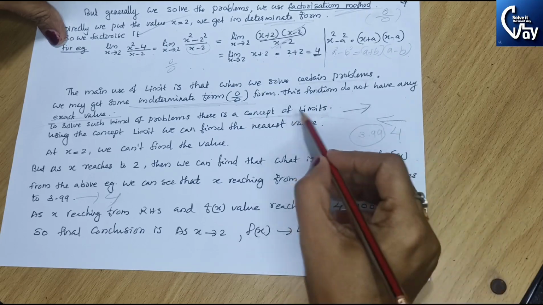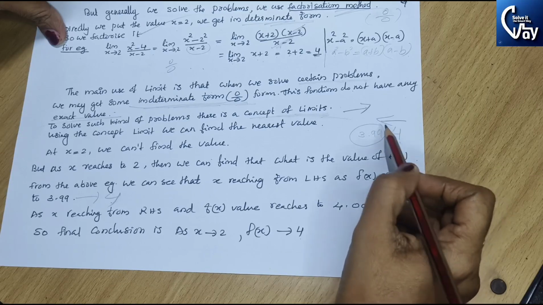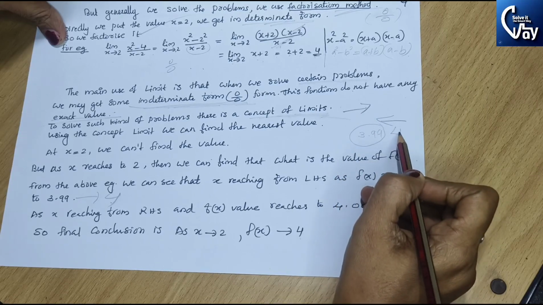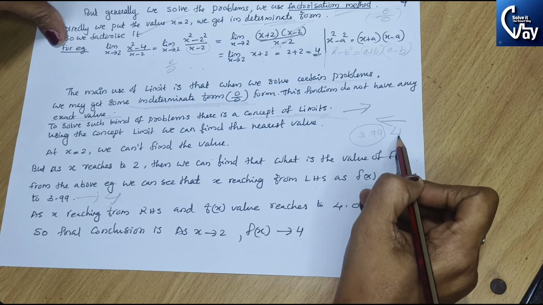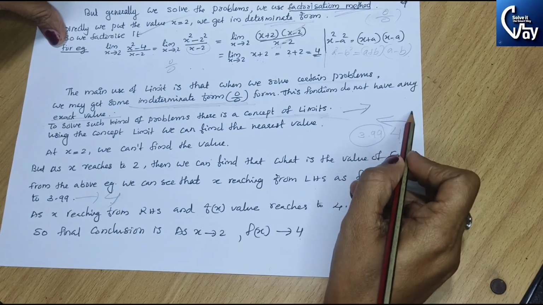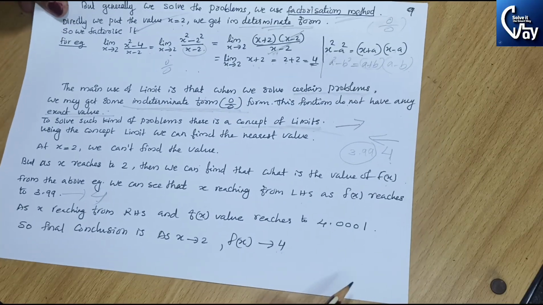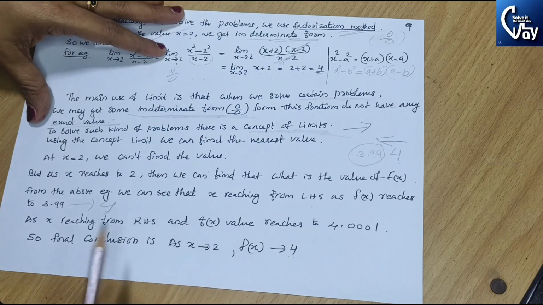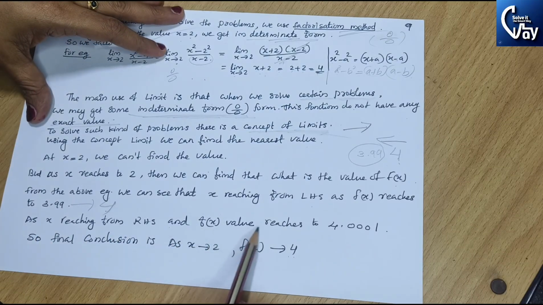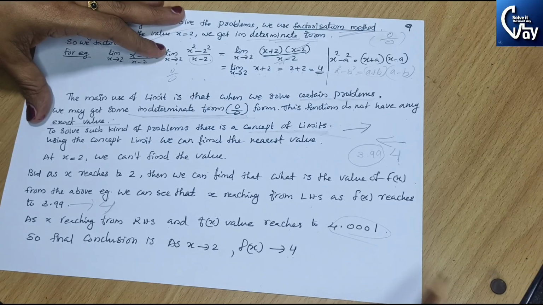As x approaches 2 from the LHS or from the RHS, f of x reaches 4. As x approaches from the RHS, f of x reaches 4.00, that is very close to 4, or 4.01 or 4.1, etc. So the final conclusion is that as x approaches 2, f of x approaches 4.